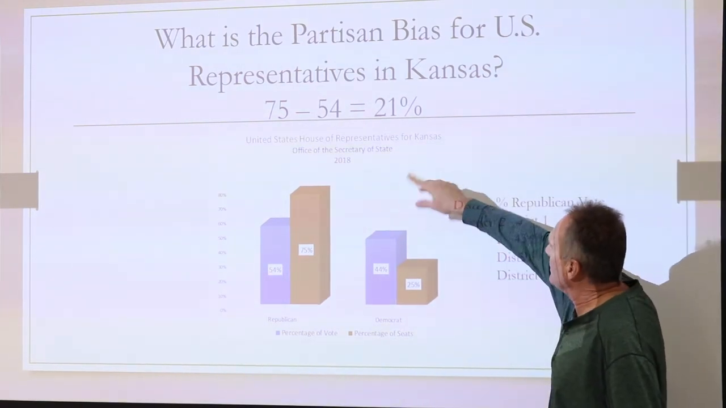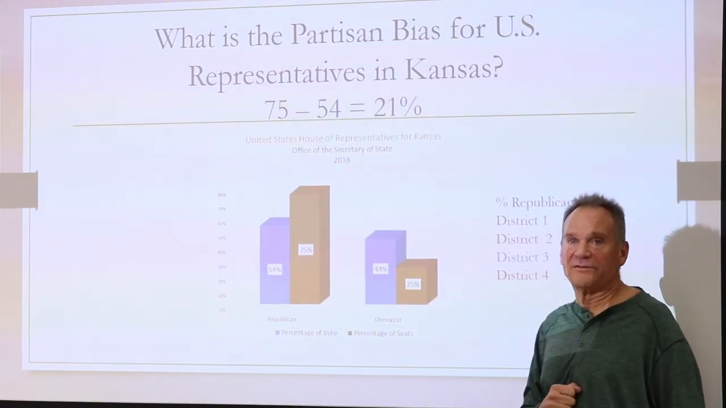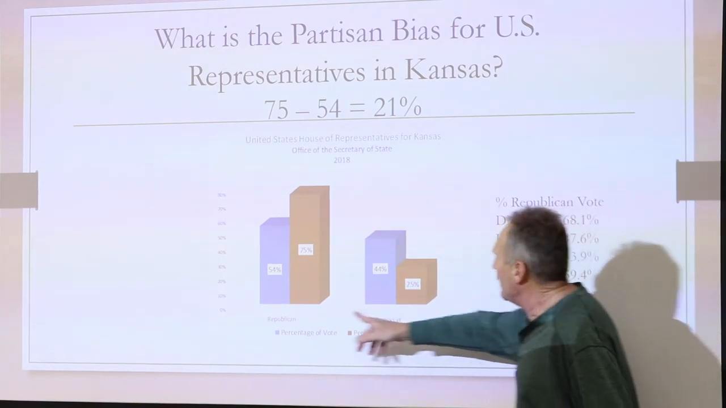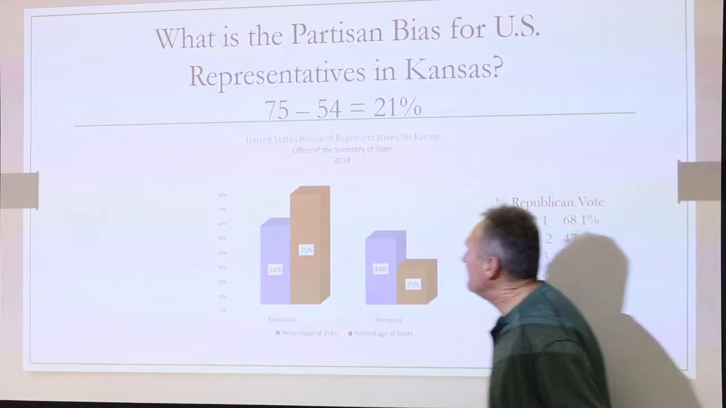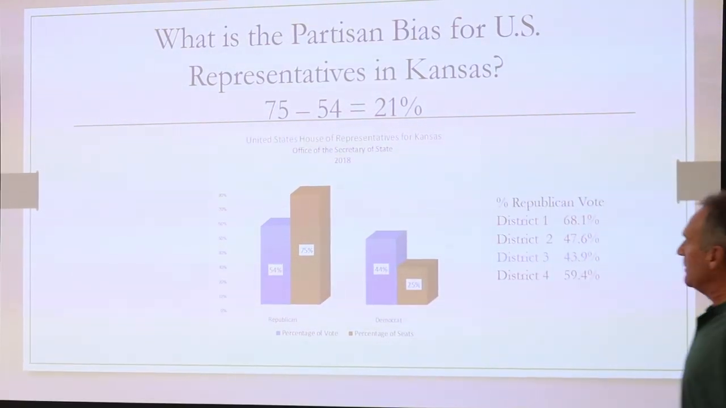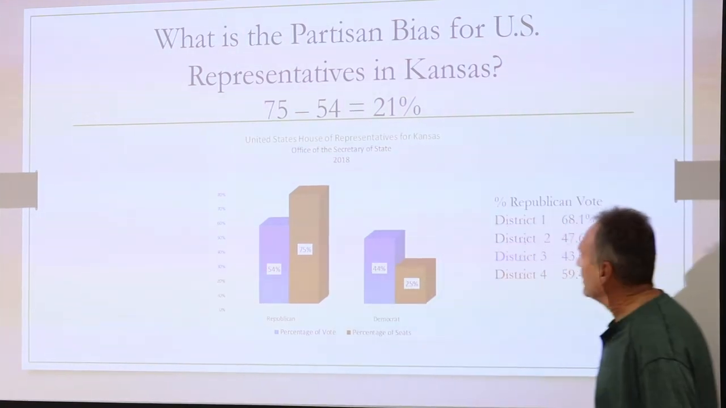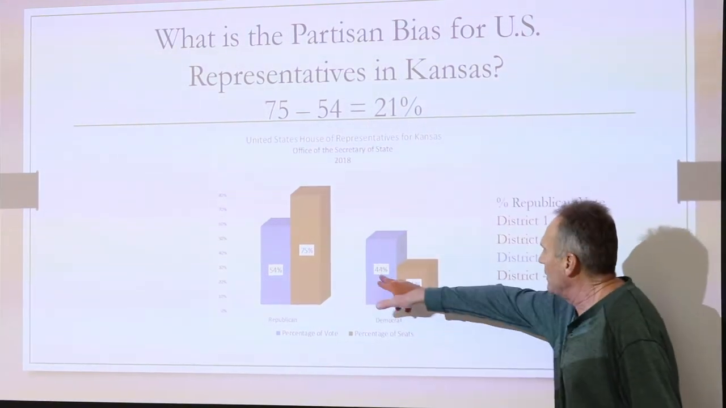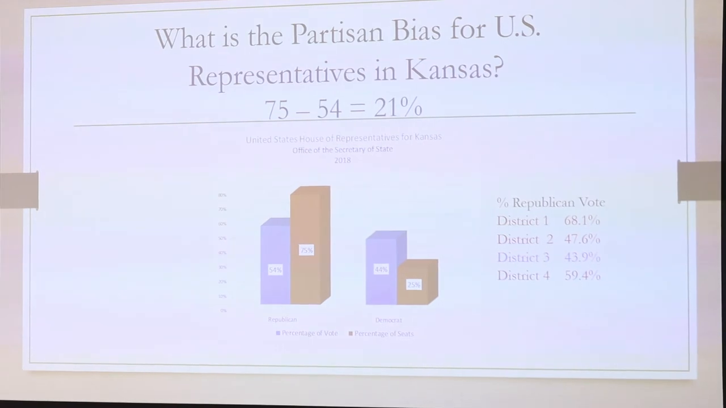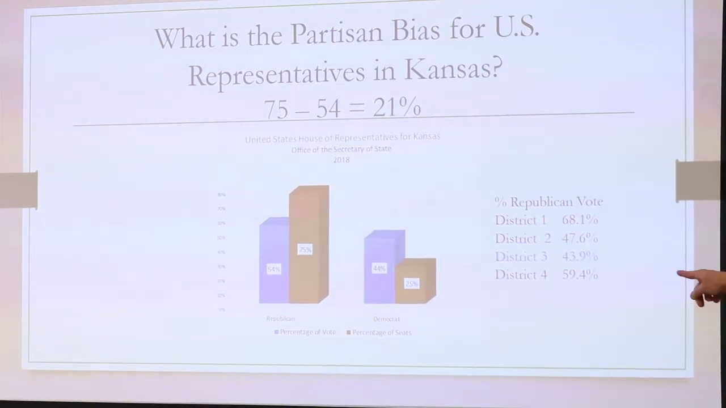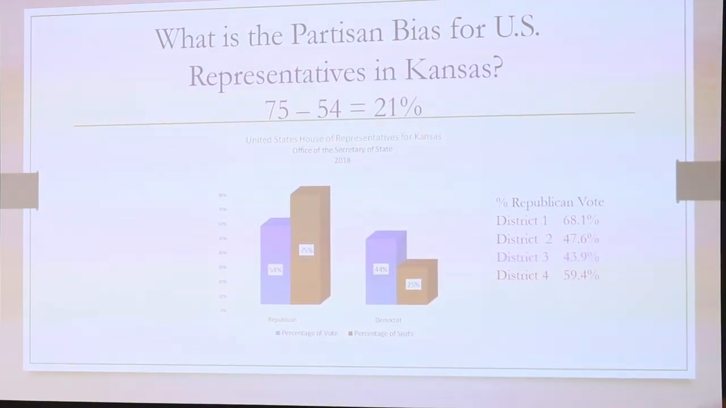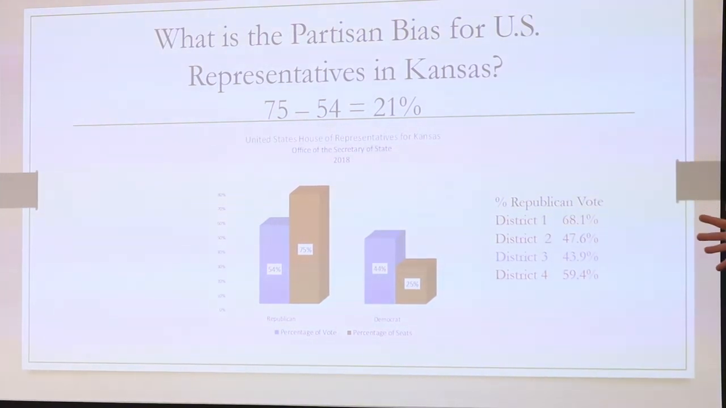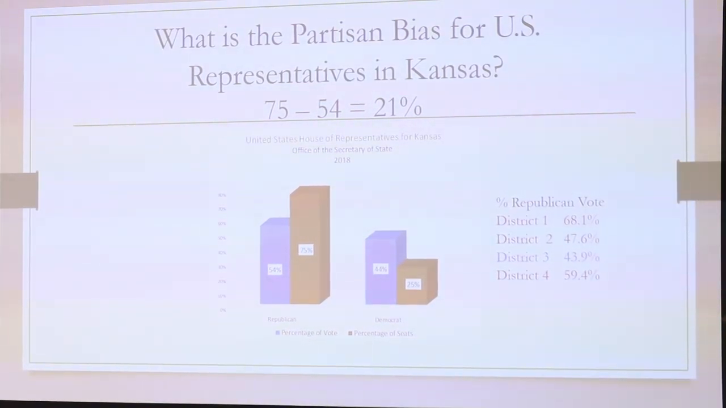And as you can see here, there was a considerable amount of partisan bias in this. The Republicans only gleaned 54% of the votes, but they ended up with 75% of the seats. Similarly, Democrats, who gleaned almost half, 44% of the votes, only ended up with a quarter of the seats. So if you do the partisan bias, you can see 21%. That's almost as high as we got when we were trying to do it as much as we could.